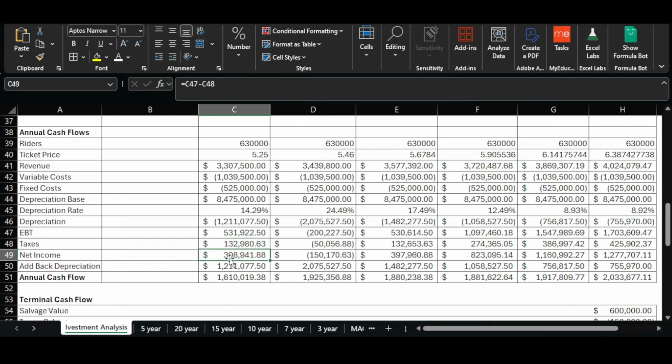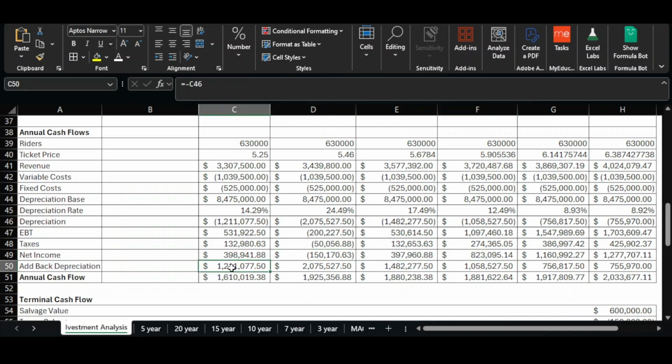Now, the net income is measured by subtracting the taxes that you calculated below it from the EBT. That is your net. That's why it's called net income. Same thing with the formula. You fill it down across all columns, and you should be able to get that output.